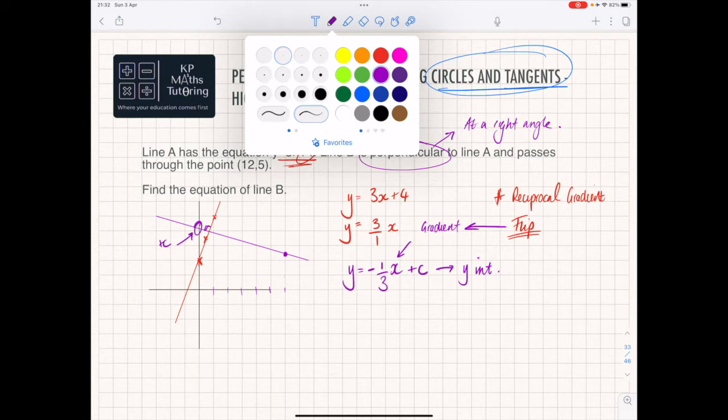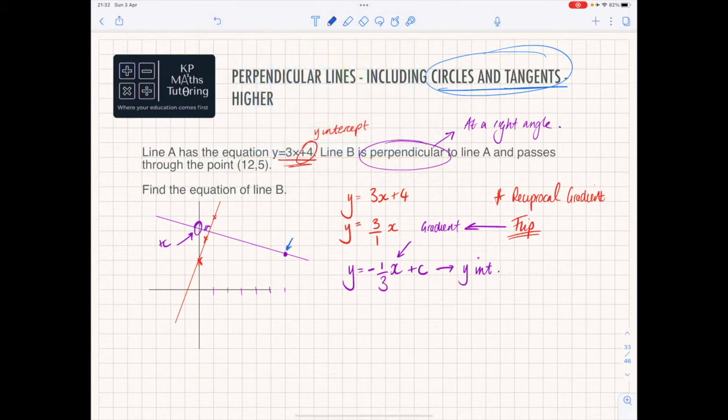So how do I now work this out? Well, I've got a key point that I know, and that's this bit here. This 12, 5 is really important. This 12, 5 has to sit on this purple line. So the next thing you need to think about doing is substituting those values into here. So step 2 would be substitute values into the reciprocal. This is my x value, and this is my y value. So x is 12, y is 5. So all I do is take that 5 and change y for 5.